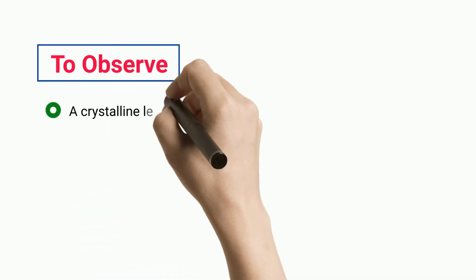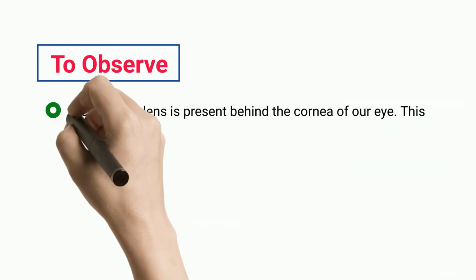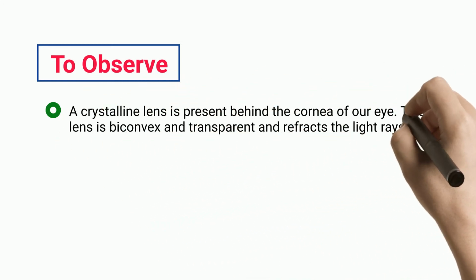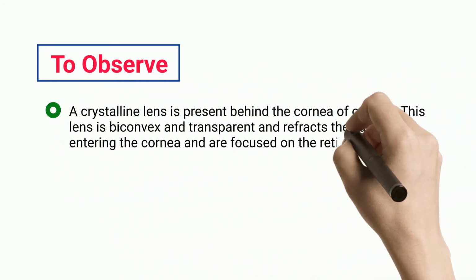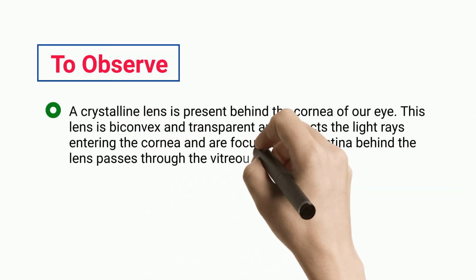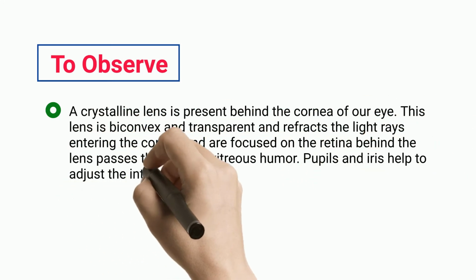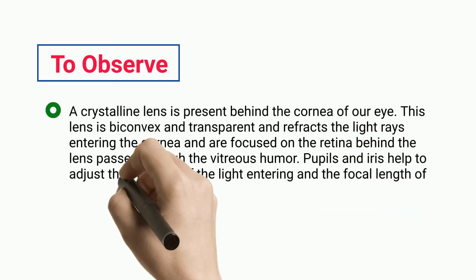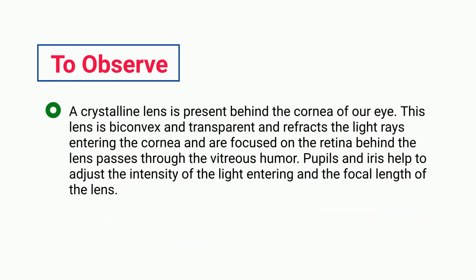To observe. A crystalline lens is present behind the cornea of our eye. This lens is biconvex and transparent and refracts the light rays entering the cornea, and they are focused on the retina behind the lens, passing through the vitreous humor. Pupils and iris help to adjust the intensity of the light entering and the focal length of the lens.